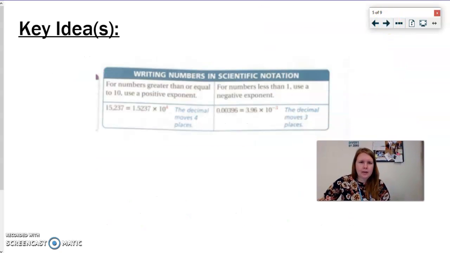So another key idea here, then, writing numbers in scientific notation. For numbers greater than or equal to 10, use a positive exponent. So again, if you're taking something that's in standard form and it's a really large number, you're going to put a positive exponent in with that. If it's something that's smaller or less than 1, you're going to put in a negative exponent. Okay? The positive exponent makes a large number, negative makes a decimal, or a small number.